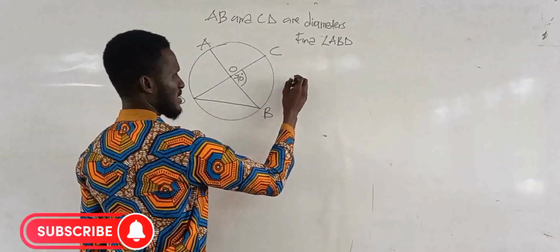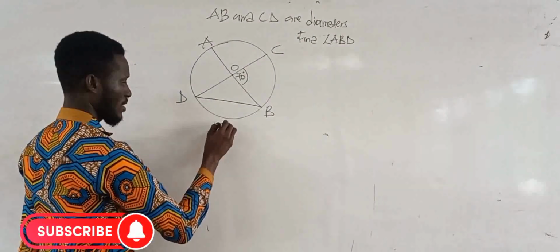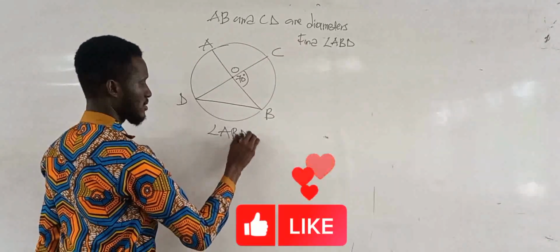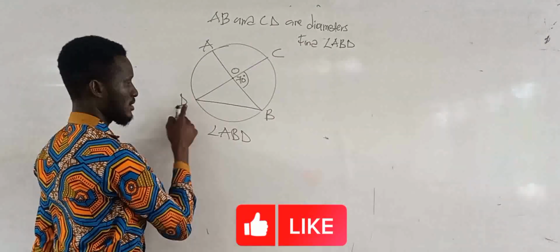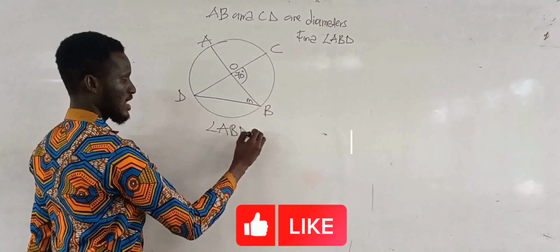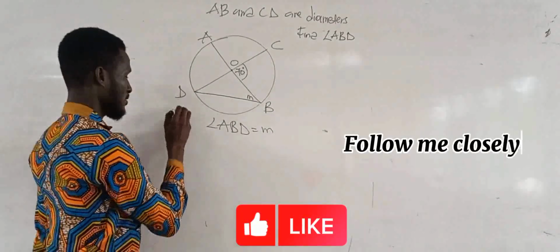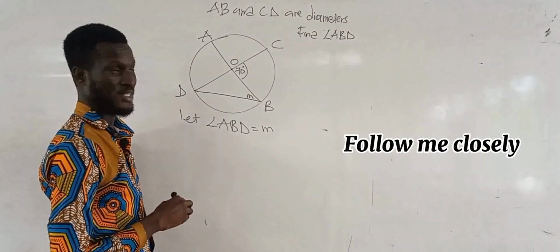ABD. Now what is ABD? AD. ABD. So ABD is this side. Let me use M to represent ABD.